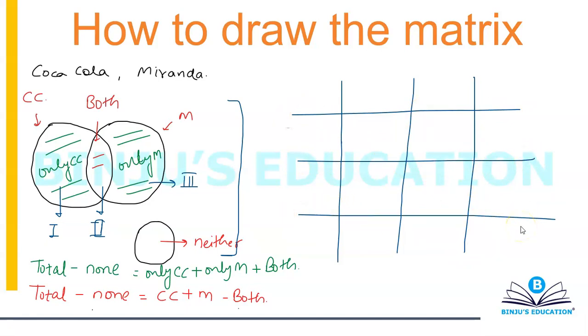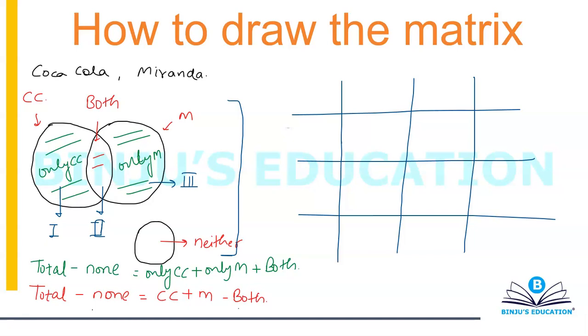It's drawn something like this. Okay. Now, whenever you draw a matrix, it's like 3 vertical lines, 3 horizontal lines, nothing new in this. You just need to know the two quantities that you are talking about in this question. The two things that we are talking about in this question are Coca-Cola and Mirinda.